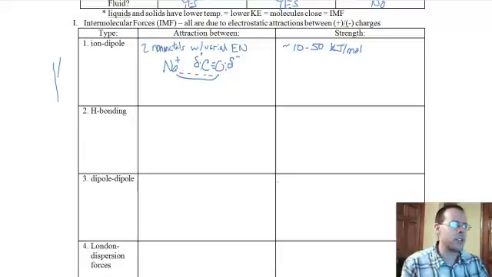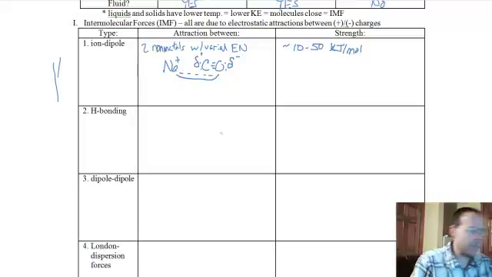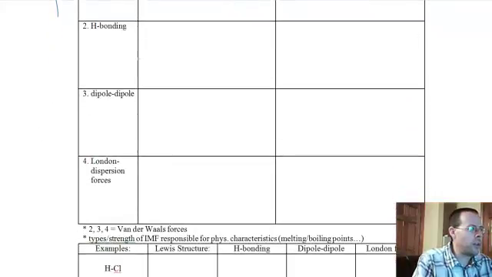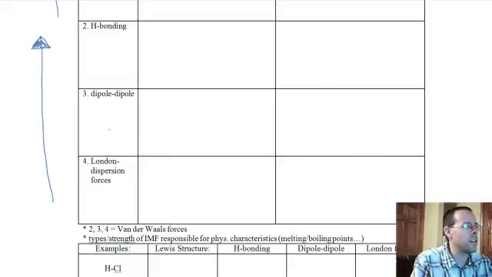And that's a fairly decent strength for an intermolecular force. And again, those are between molecules. Our next one that we're going to look at, or really the next three, all three of these, 2, 3, and 4, fall under van der Waals forces. In terms of strength, hydrogen bonding is by far the strongest, and the weakest is London forces. Somewhere in between those is dipole-dipole.